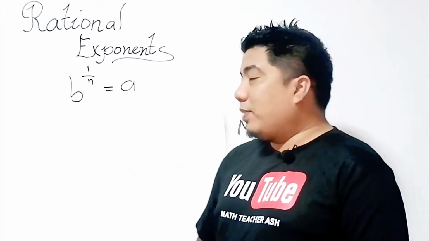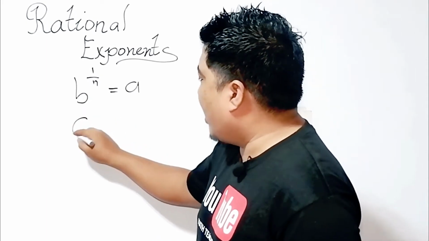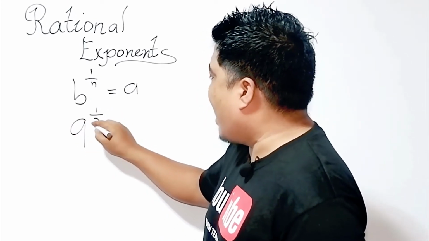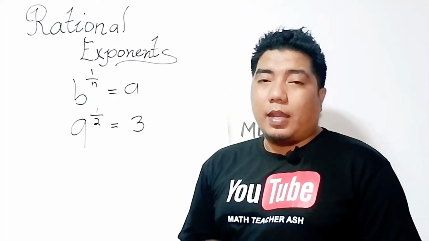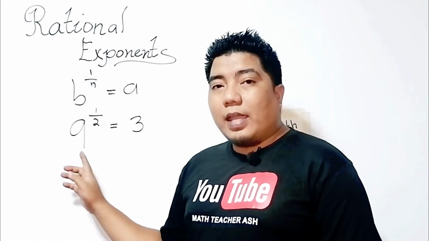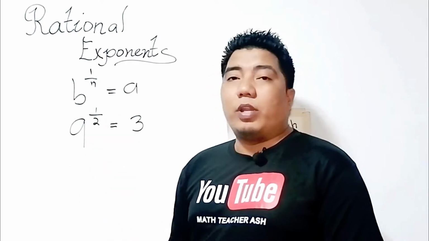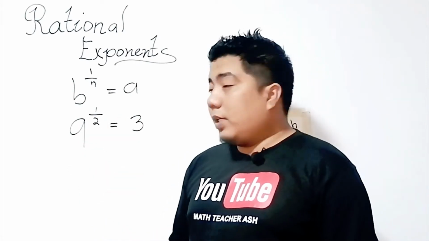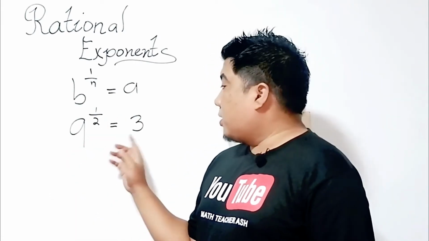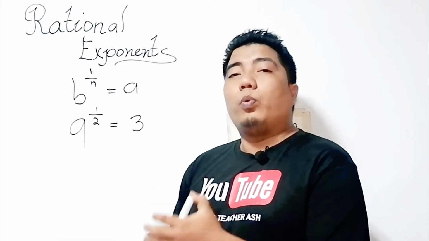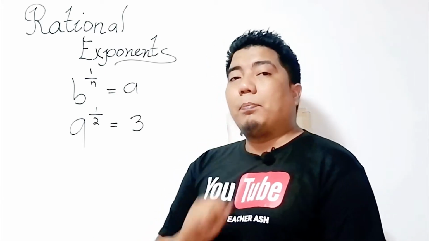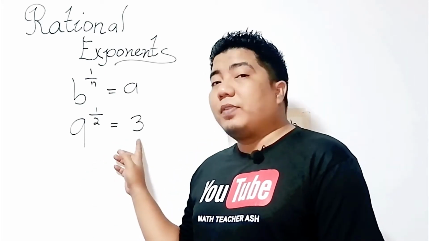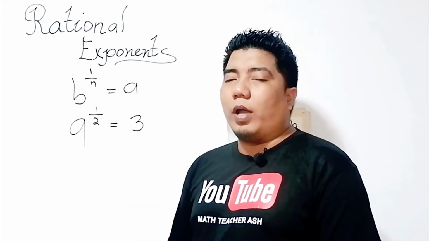Now, an example of that is this. Let's say we have 9 to the power of 1/2 is equal to 3. As you can see, 9 here is the base with an exponent of 1/2. In this case, the root of 9 is equal to 3. Though we know that the root of 9 can be positive 3 and negative 3, the principal root is positive 3. Now, how did I get that one?